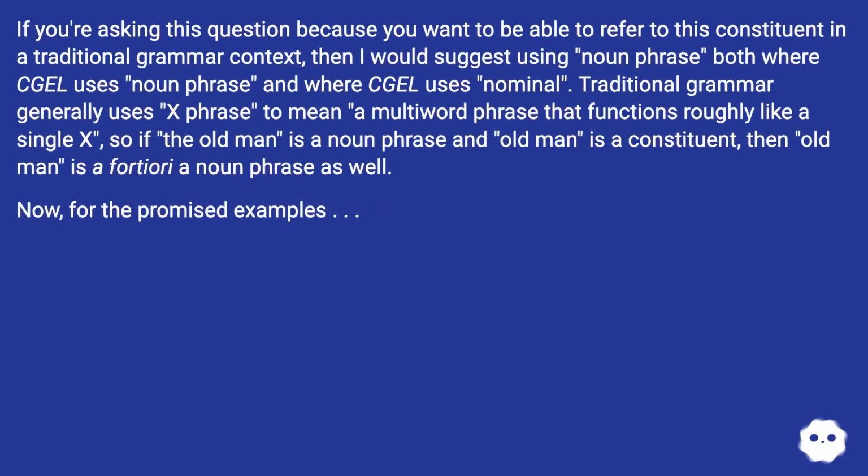If you're asking this question because you want to be able to refer to this constituent in a traditional grammar context, then I would suggest using noun phrase both where Huddleston uses noun phrase and where Huddleston uses nominal. Traditional grammar generally uses "X phrase" to mean a multi-word phrase that functions roughly like a single X, so if the old man is a noun phrase and old man is a constituent, then old man is a fortiori a noun phrase as well. Now, for the promised examples.